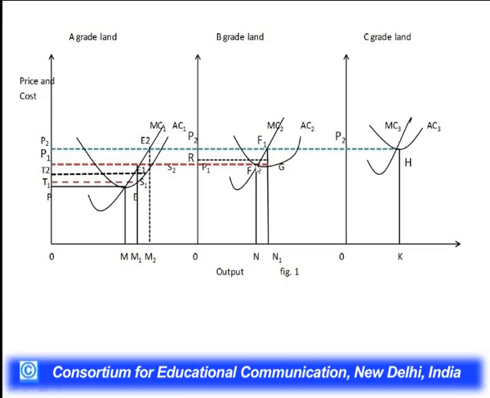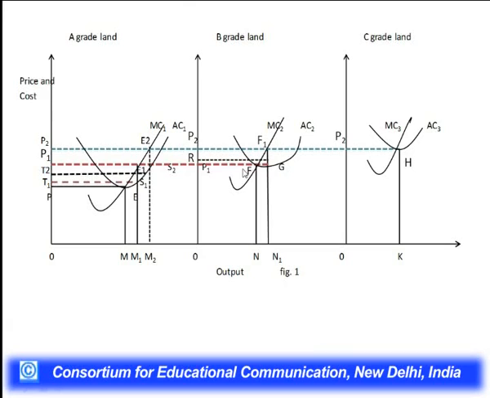Now at OP1 price there is no rent on B grade land because the price is still just sufficient, but land A will get rent. We will see that now the price is OP1, while the average cost of production is up to M1 S1. So here the rent is P1 E1 S1 T1 for the owner of the grade A land.